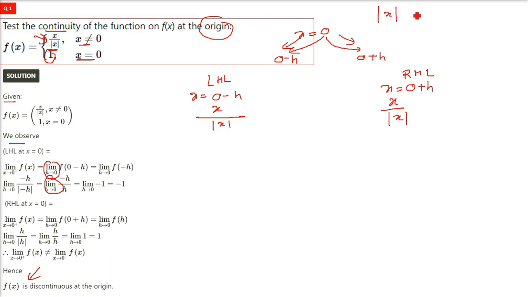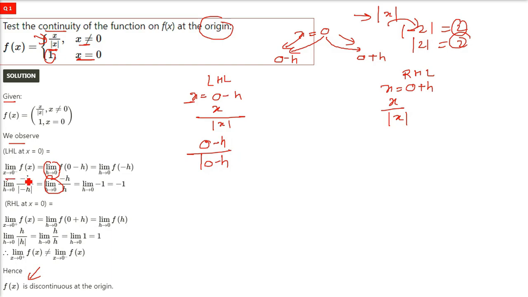What is modulus, or the absolute value of x? Whatever value you put in here, negative or positive, this absolute or modulus will always give you the positive number. Always you will get the positive number. Okay? So negative to positive, positive to positive. Okay. So x is 0 minus h, put it here, x 0 minus h. Here also 0 minus h.